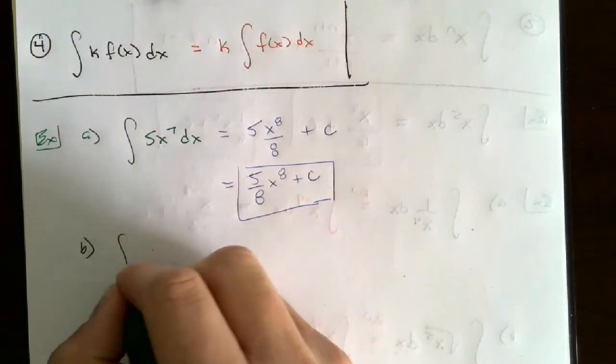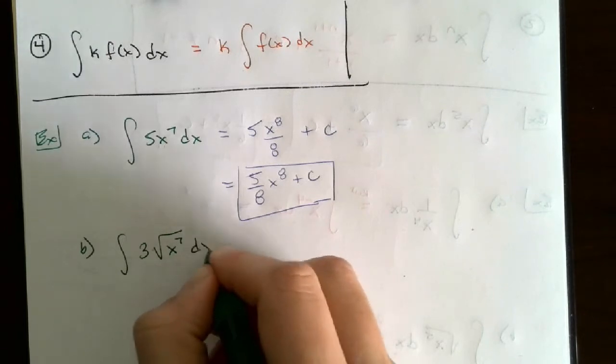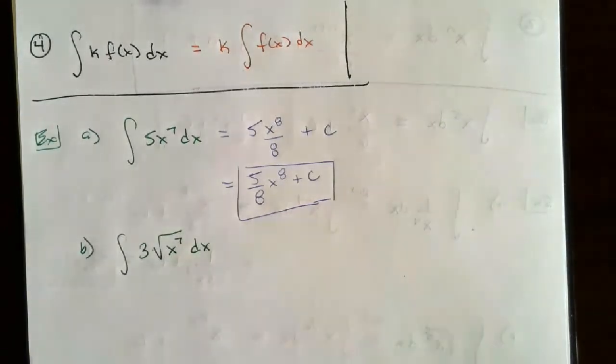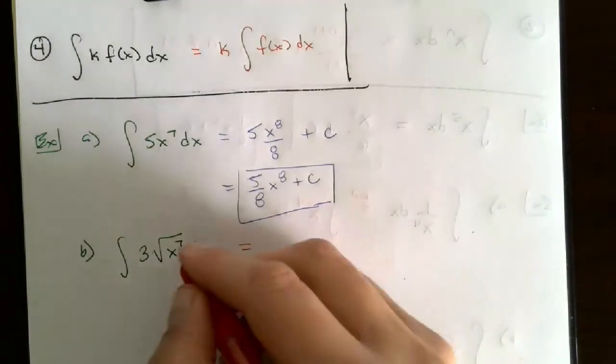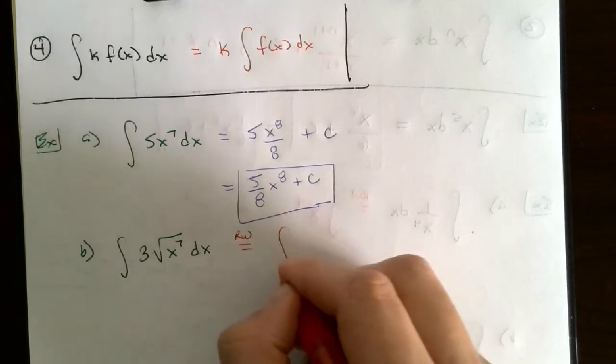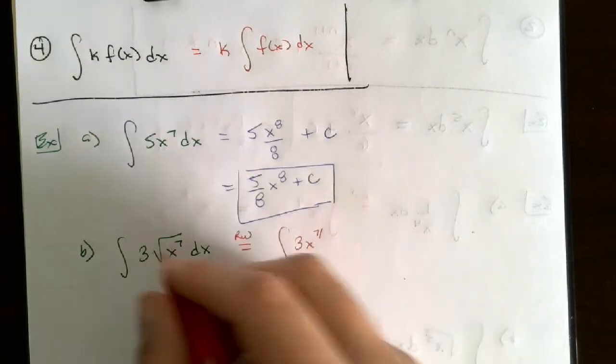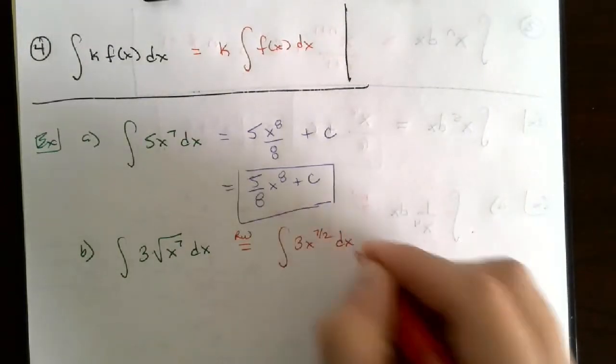If I had the integral of 3 square root of x to the 7th with respect to x. Remember that dx is there because it's saying with respect to x. First thing I'm going to do, if I see that radical in there, I'm going to rewrite it. So I'll rewrite it, and this will be the integral of 3x to the power of 7 over the index of the root, which is 2 dx.